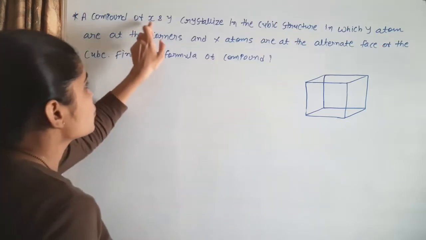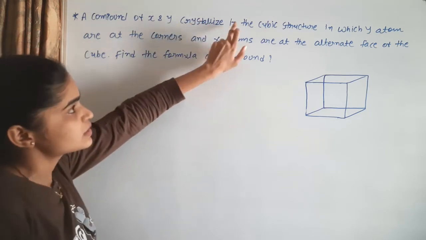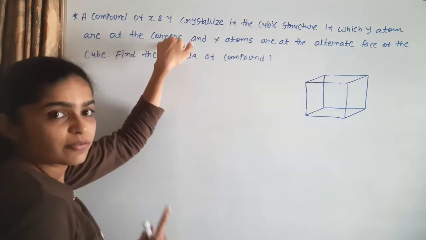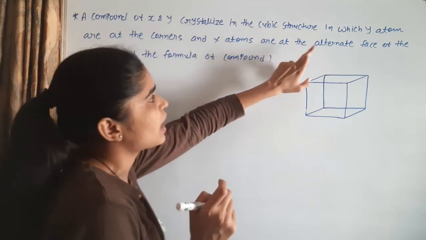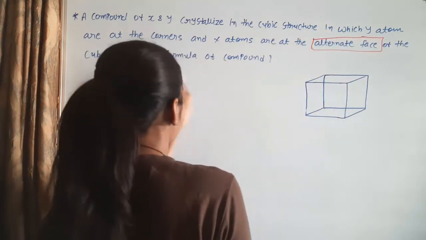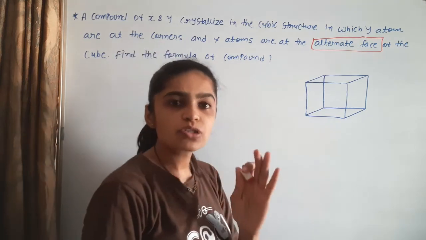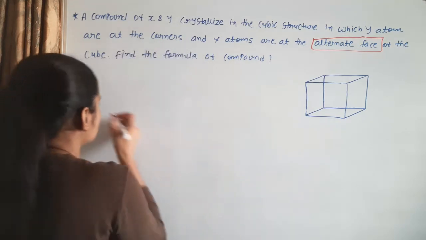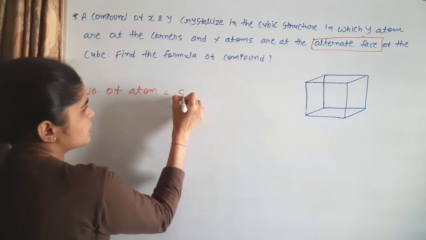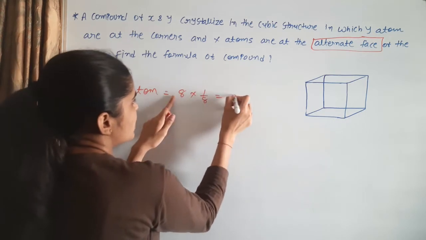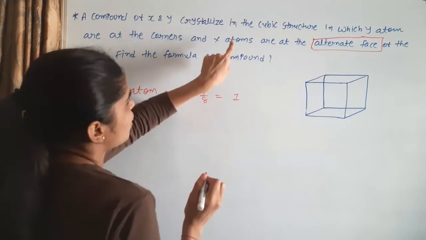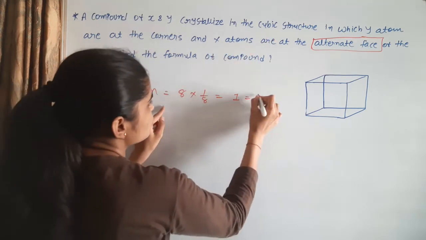Next, a compound of X and Y crystallized in a cubic structure in which Y atoms are at the corners and X atoms are at the alternate faces of the cube. Find the formula of the compound. First, on the corner, 8 atoms are present, each with contribution 1/8. So the answer is 1. The number of atoms of Y is equal to 1.